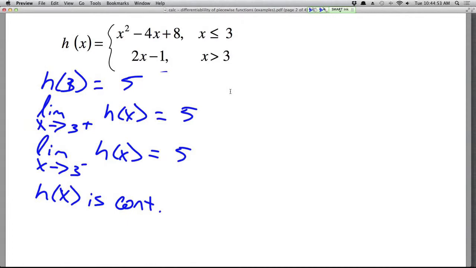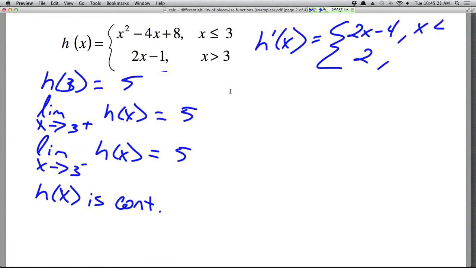Alright, now that I know it's continuous, what's the next thing I have to prove? The limit of the derivative exists at 3. So in order to find the limit of the derivative, what do I have to find first? The derivative, good. So the derivative of x squared minus 4x plus 8 would be 2x minus 4, and the other derivative would be 2. So this is x less than 3 and x greater than 3. I cannot put the equal sign on yet.